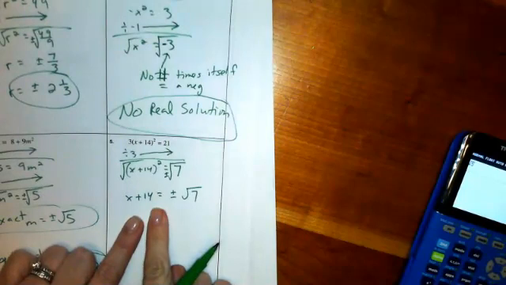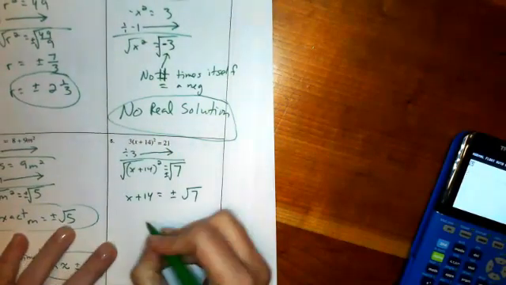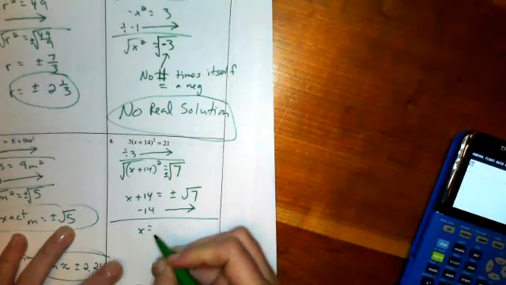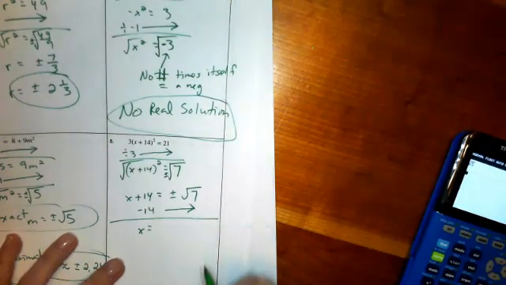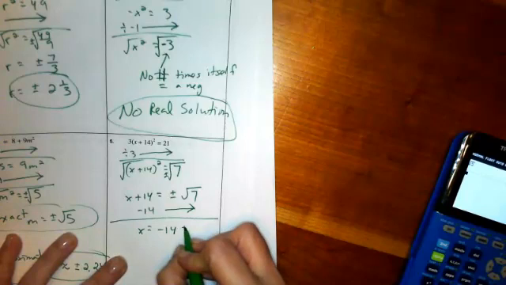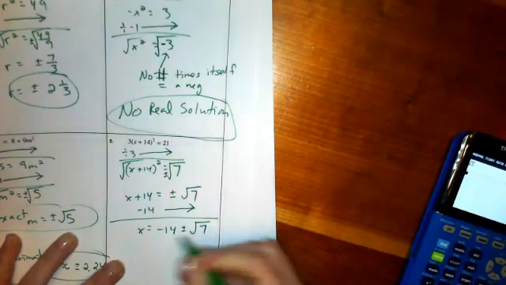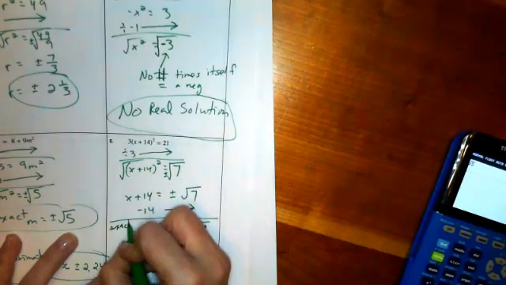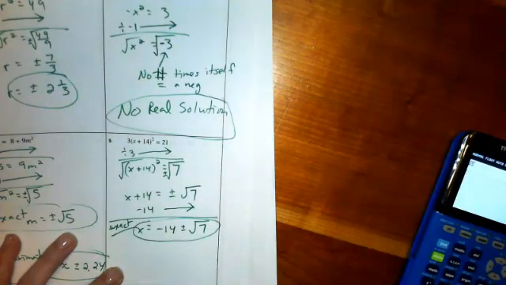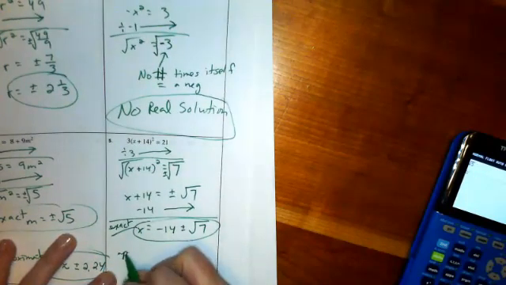Now I have to deal with this 14 to get the x by itself. So I'm going to subtract 14 from both sides. I get x equals negative 14 plus or minus the square root of 7. Now this, my friends, is the exact answer. We can circle that and leave that as 2 answers. And then we're going to need our calculators because we also need our approximate answer.